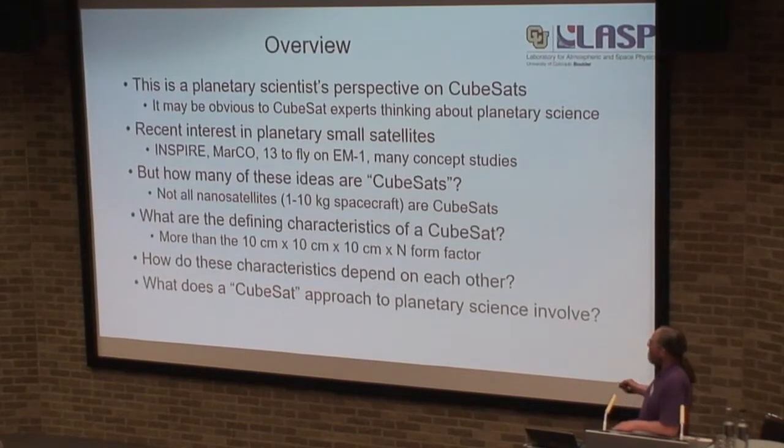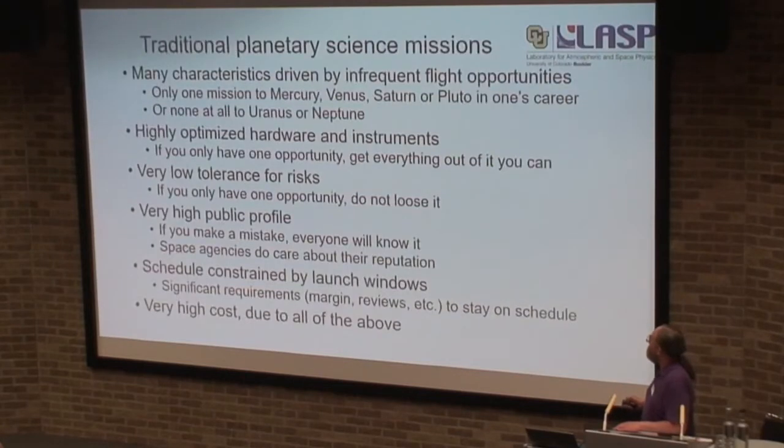But every time I hear talks, even the ones we've heard today, I'm not sure if we're talking about the same thing, because everything in the mass range associated with a nanosatellite isn't really a CubeSat. And I really get the impression that although people think that 10 by 10 by 10 times some number of units is the defining factor, it actually doesn't strike me as the most important thing about CubeSats. So I want to talk about what I think the characteristics that define a CubeSat are and how that applies to doing planetary science.